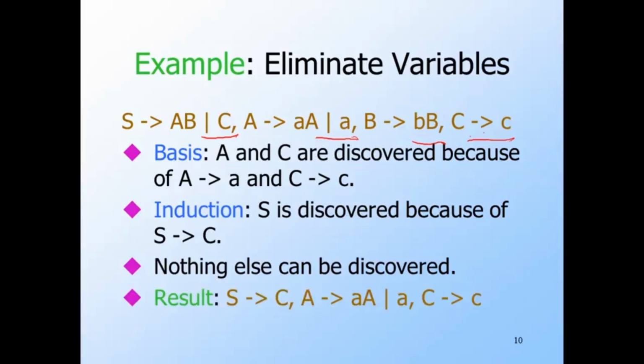Thus B is useless and we eliminate all traces of it. That includes not only the production B goes to BB, but the production S goes to AB, leaving us, of course, fortunately, S goes to C, still remains, as well as the two A productions and the C production.